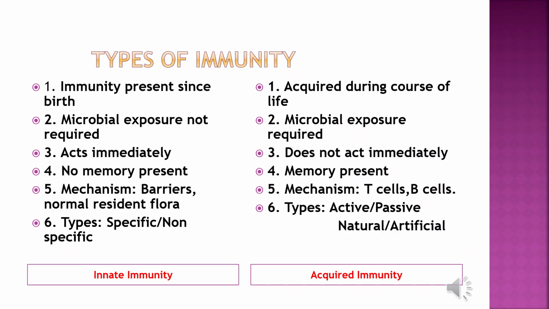Then acquired immunity is acquired during the course of life, and microbial exposure is required. It does not act immediately; it takes some time to act to form the antibodies, and then memory is present for the second or subsequent infection. The mechanism is by T cells or B cells, and it is divided into two main types, active and passive, and each is divided into natural and artificial.